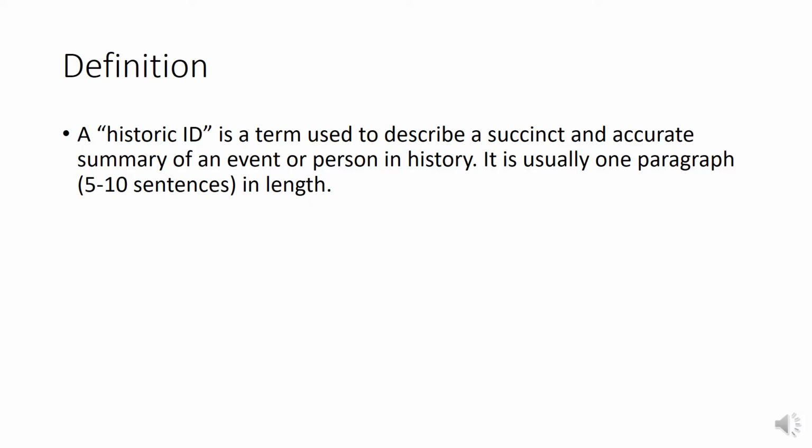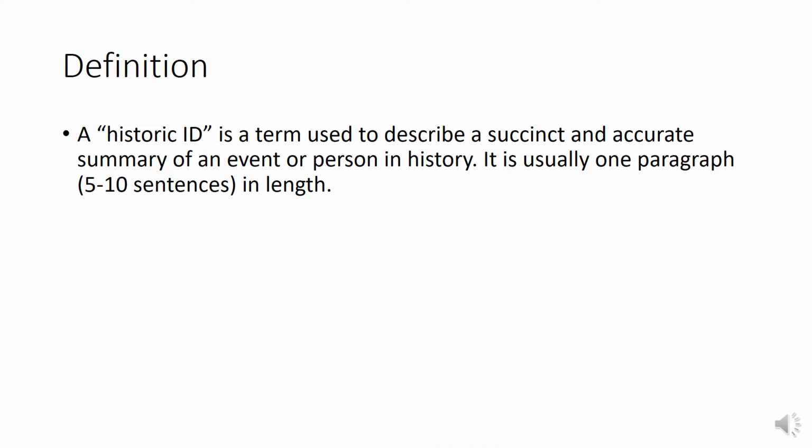Let's begin with the definition. A historic ID is a term that's used to describe a description of a person or an event in history. It is a written description, and it is usually about a paragraph long. Sometimes you can do it quickly, sometimes it needs to be longer, so anywhere between 5 to 10 sentences in length.